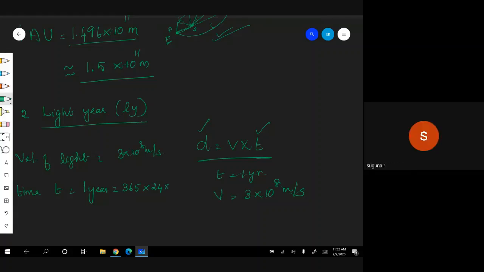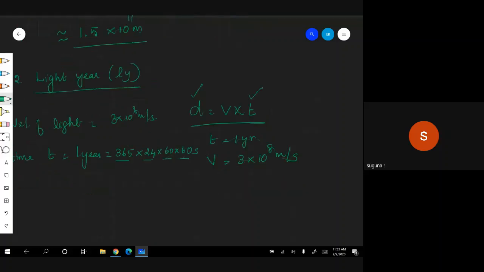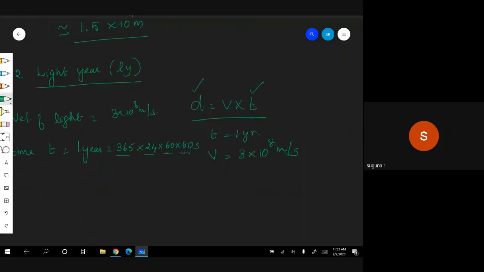Every day how many hours? 24 hours. Then minute into second: 60 minutes, 60 seconds. I have converted days into hours by multiplying by 24, hours into minutes by 60, then minutes into seconds by 60. Therefore, 365 into 24 into 60 into 60. Are you following? Is it clear?